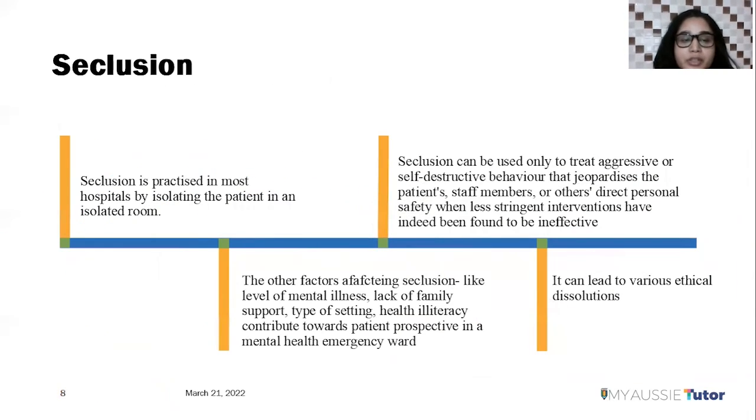The next one is seclusion. Seclusion is a practice in most hospitals for isolating the patient in an isolated room. It is used only to treat aggressive or self-destructive behavior that jeopardizes the safety of the patient, staff members, or others. When less stringent interventions have been found to be ineffective, at that point of time, seclusion came into the picture.